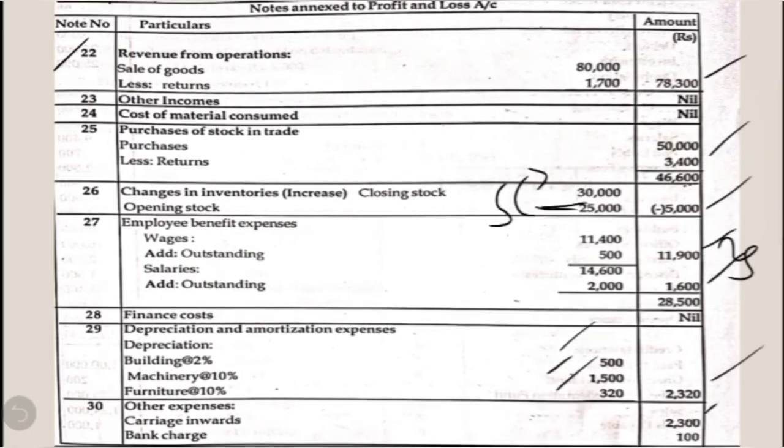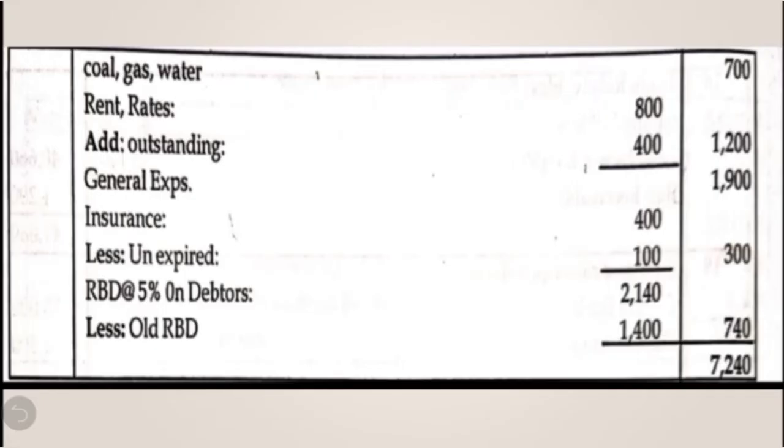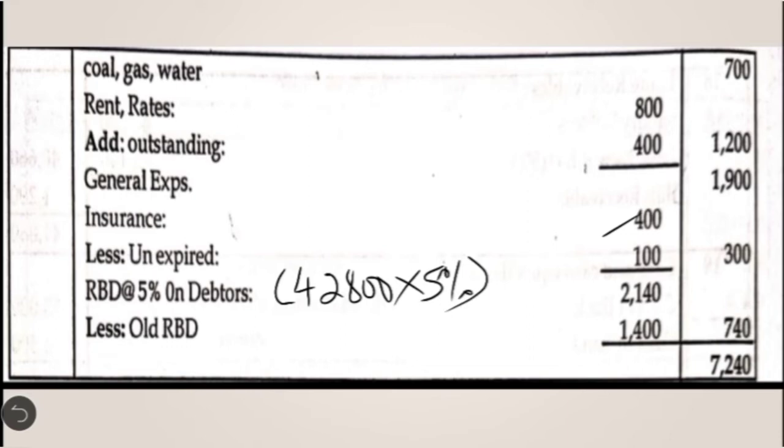The next note is note number 30. So here under other expenses we are going to write the various expenses which we have discussed in the trial balance. First one is carriage inwards 2,300, bank charges 100 rupees, coal, gas and water 700, rent and rates, for that we are going to add the outstanding amount. Then general expenses 1900, insurance 400, from that we have to deduct the prepaid insurance amount of 100, so we have balance of 300. Then regarding the reserve for bad debt, we have to calculate 5% on the debtors. In this case the debtors amount is 42,800. On that we have to calculate the new reserve, okay, which comes to 2140.